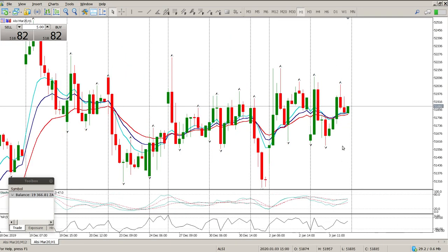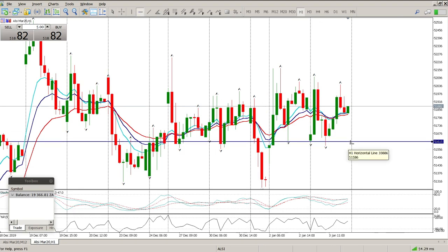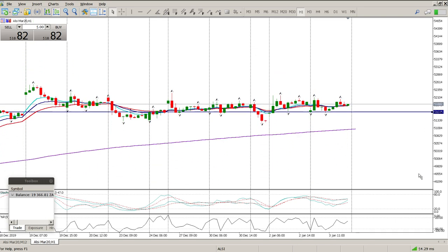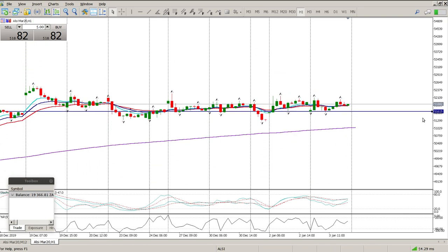So for me today, it is looking for a break. Pretty much, I'm looking for a break below 51,615 or 51,600. I need an hourly close below that, and then I need to see a bit of a pullback, and that'll give us an opportunity to be short. Okay. Until then, we are range bound.